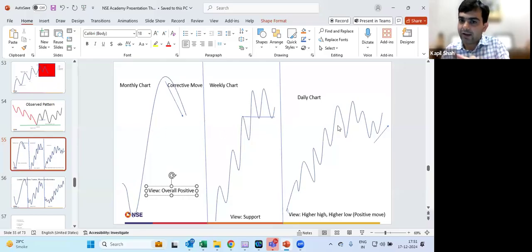So this is the ideal sequence that we need to follow, right? Yes.